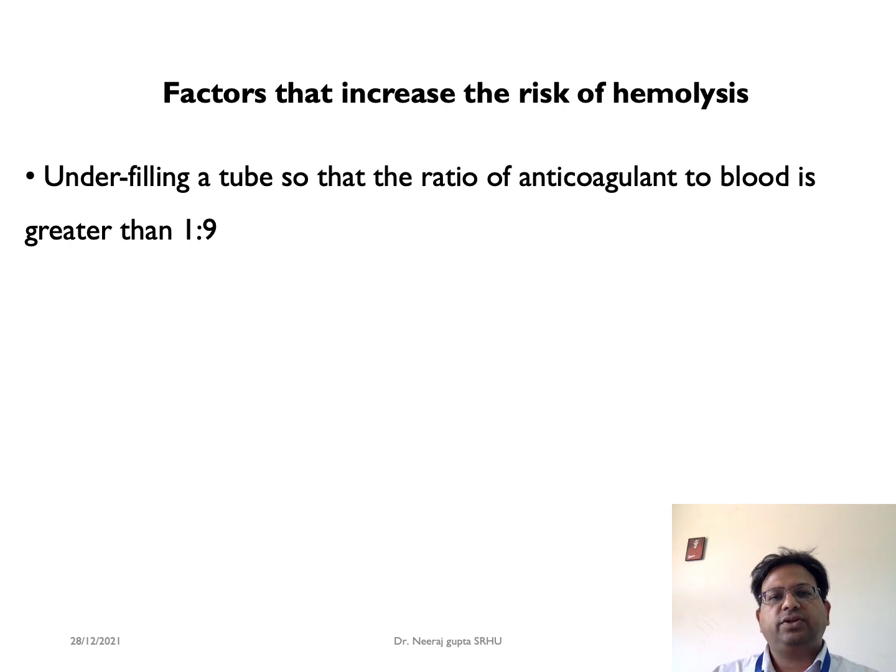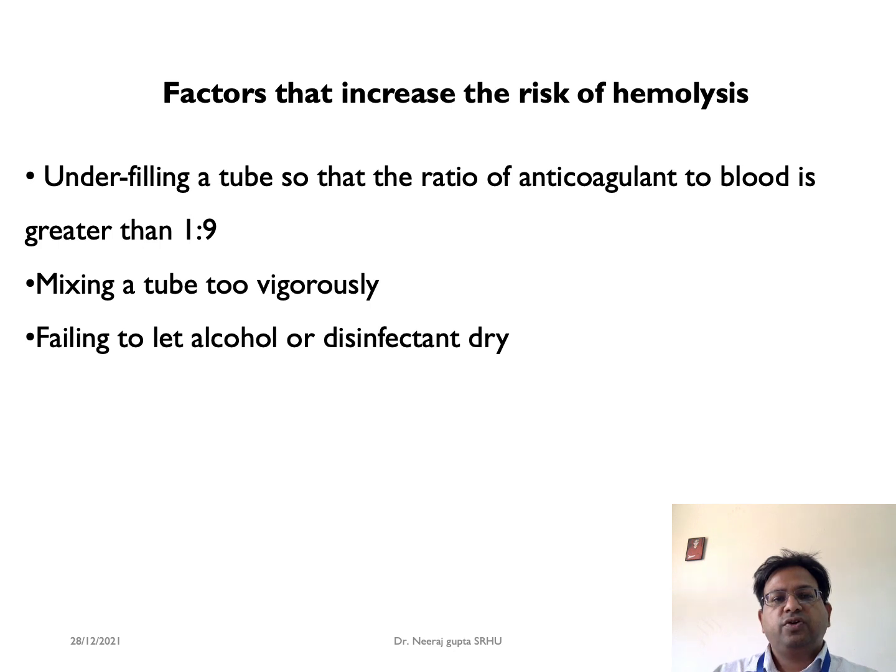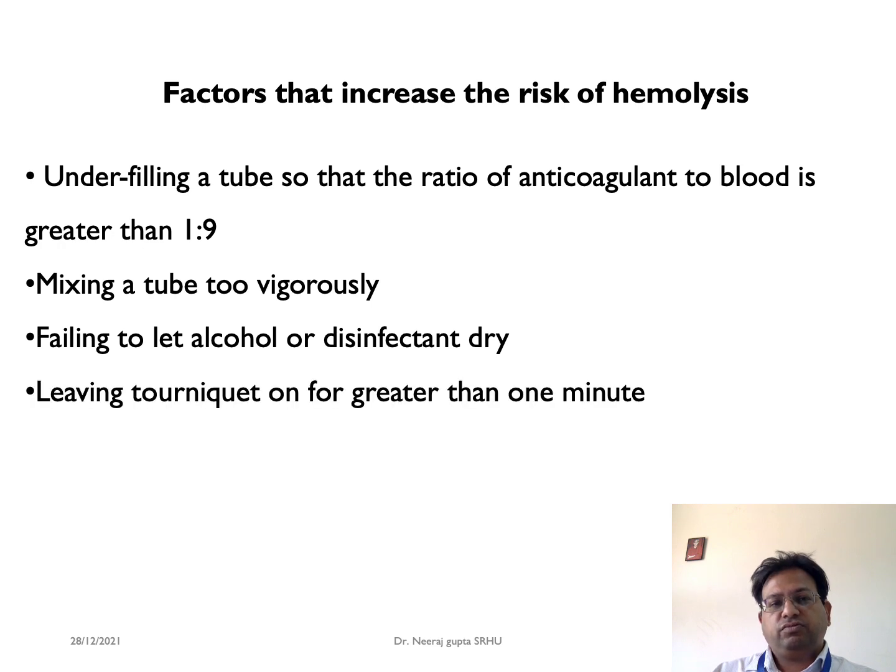Some other factors that increase the risk of hemolysis are underfilling a tube so that the ratio of anticoagulant to blood is greater than 1:9. Mixing the tubes too vigorously, so this will again increase the shearing effects and can increase the risk of hemolysis. Failing to let alcohol or disinfectant dry. Leaving the tourniquet on for greater than 1 minute. So these are some of the common factors that will increase the risk of hemolysis. So please try to avoid them.